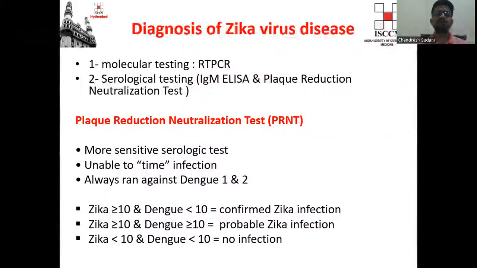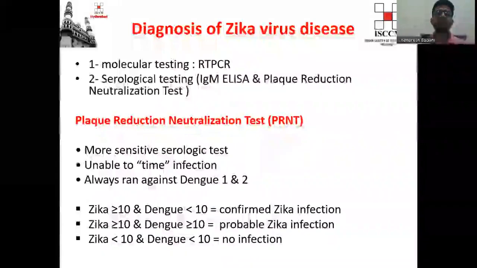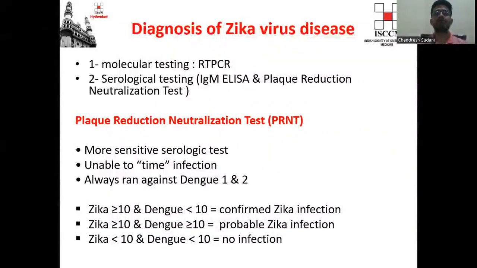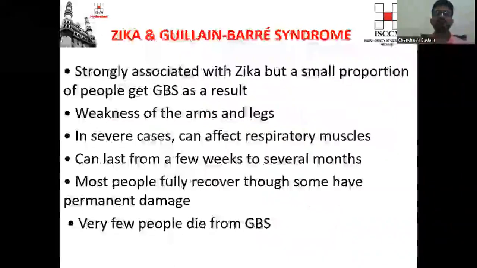The interpretation, as it is described here: if Zika is more than or equal to 10 and dengue is less than 10, it means it is a confirmed disease. If Zika is more than or equal to 10, but dengue is also more than or equal to 10, it means it is a probable infection. But if both are less than 10, then there is no infection of Zika virus.